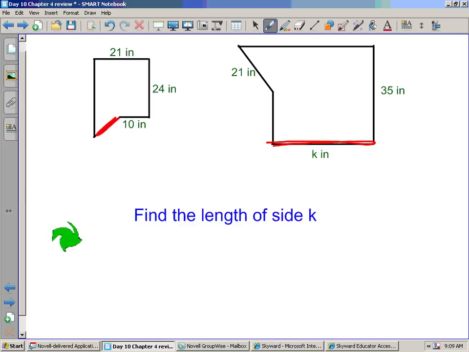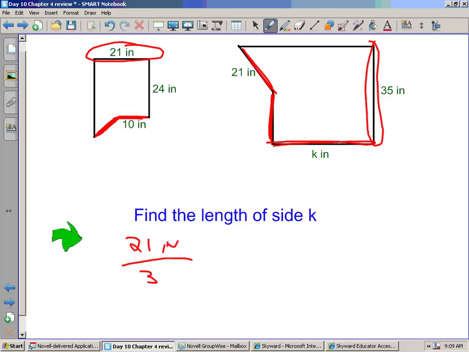So if I look at this little slanted side, can't use those, so I don't have them both. Let's look at the little flatter side. I know that's 10, and that matches up with, oh, I don't have those both. So I'm looking for a pair where I know them both. So if you take a look, this 21 is the top above that angle part. That matches up with this part above that angle part. So I'm going to write that down. 21 inches corresponds with 35 inches.